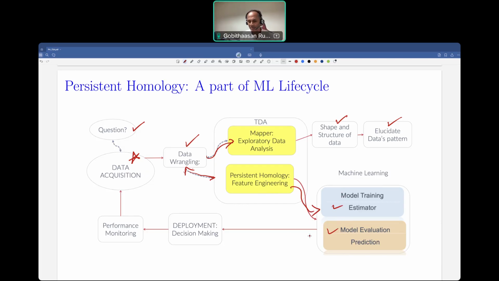Then once you have a model you are happy with in terms of prediction accuracy, you push it for deployment and then performance monitoring. And in any case, if you want to refine it, make a newer version of it, you might want to introduce a new model, collection of new data, etc. So this is the life cycle which involves persistent homology and also the Mapper algorithm in data science.